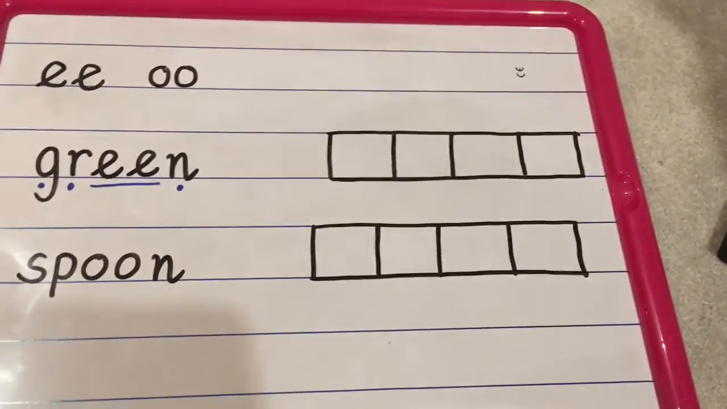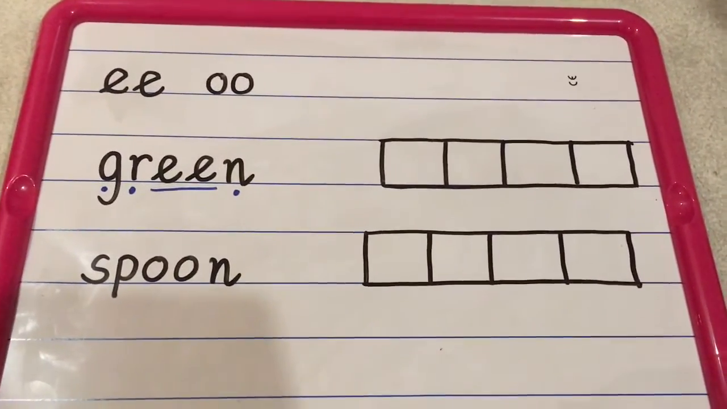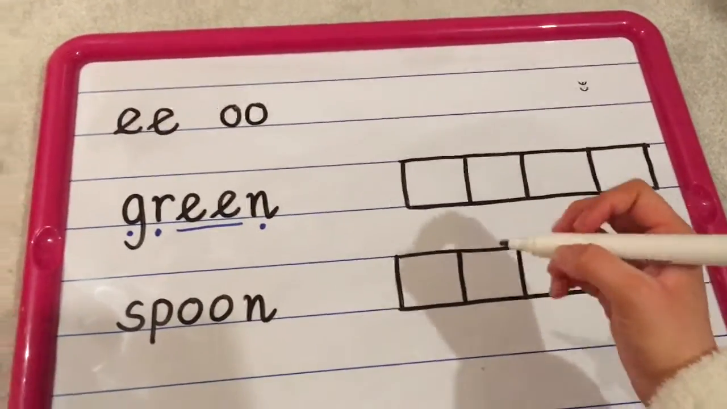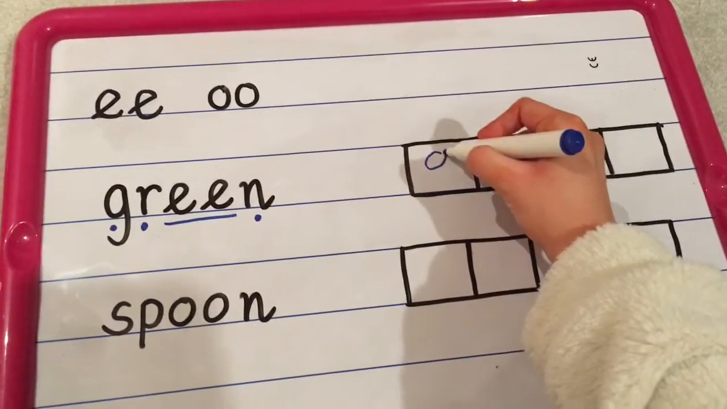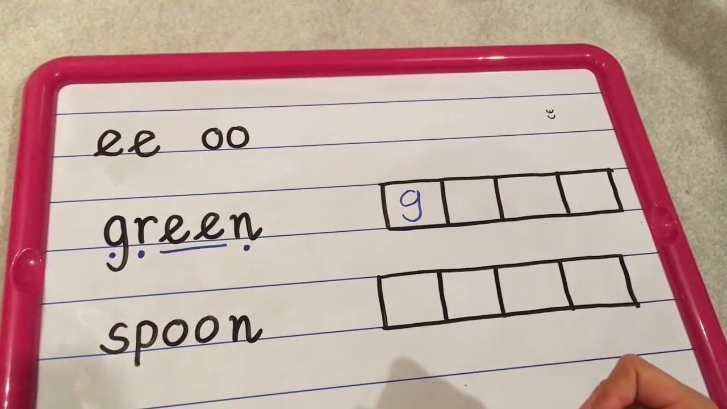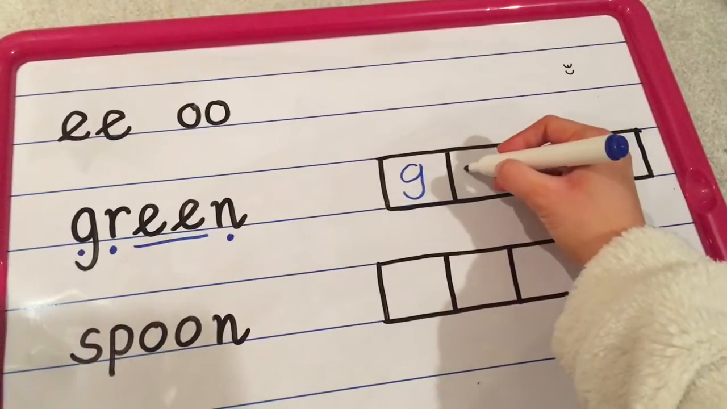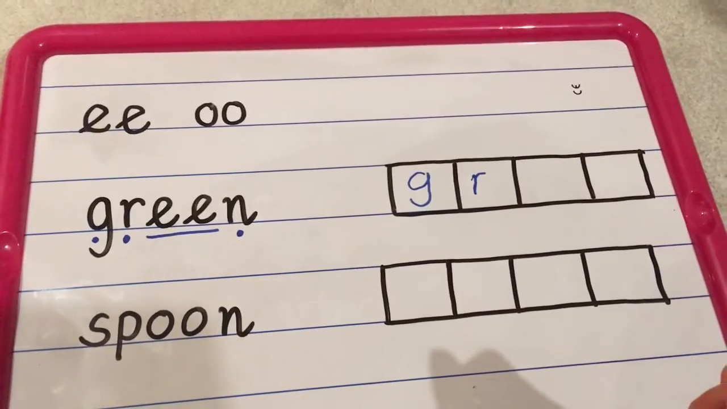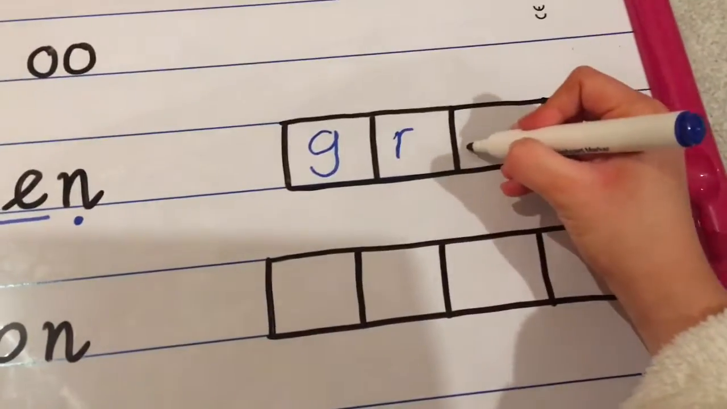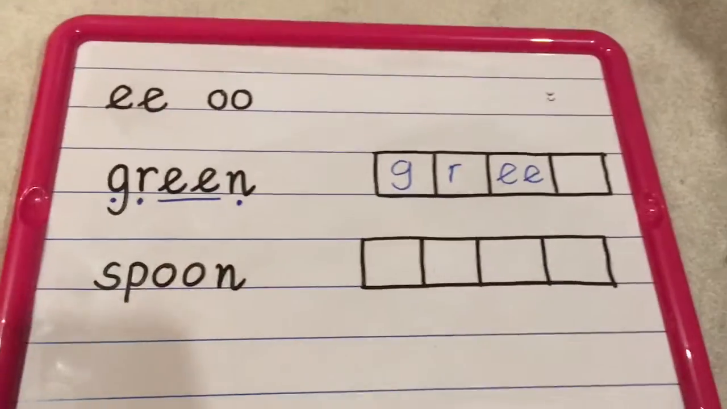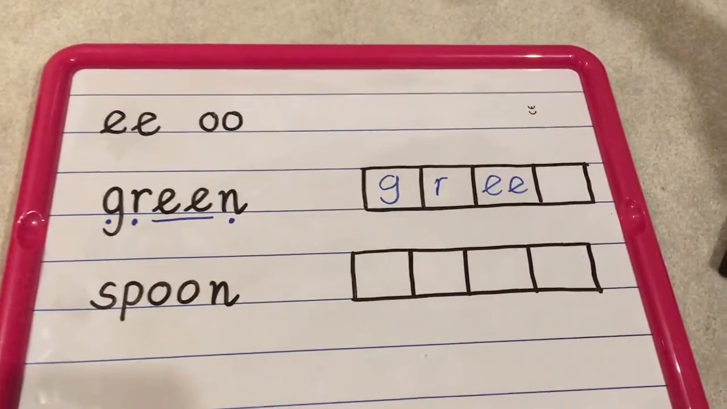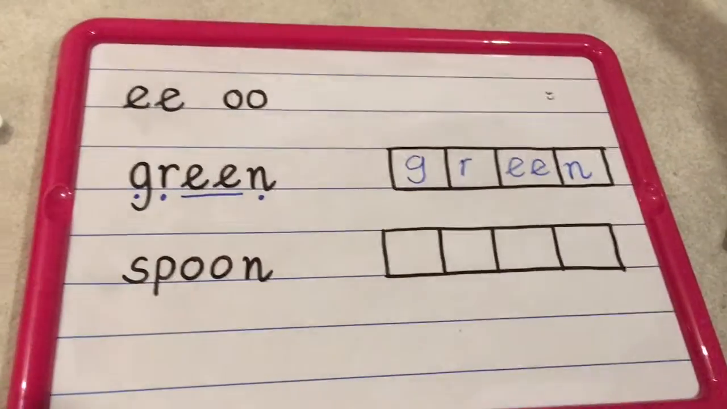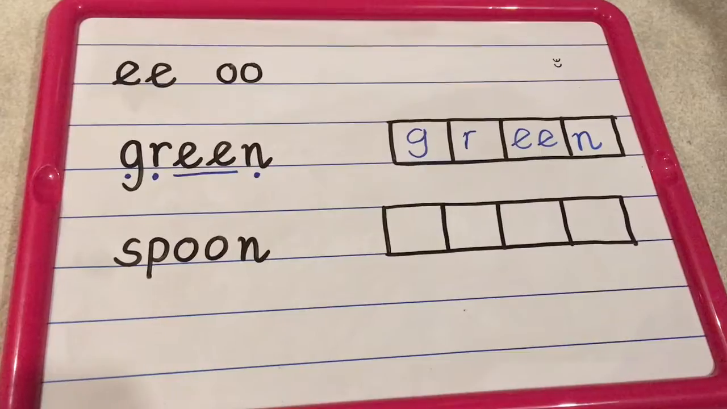When we move on to the Elkonin box, we have to split these into boxes. So we said G was a single sound, so it gets its own box. We said R was a single sound, so it gets its own box. Then E is the two letters that make up our sound, so they need their own box. And then N at the end goes on its own. So as you can see, the E sound should always be in the same box.